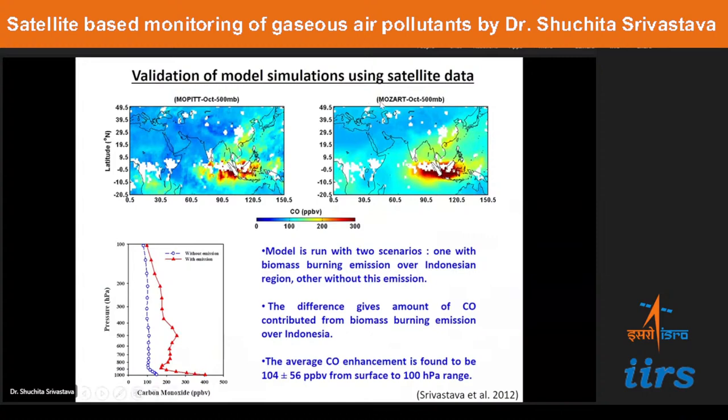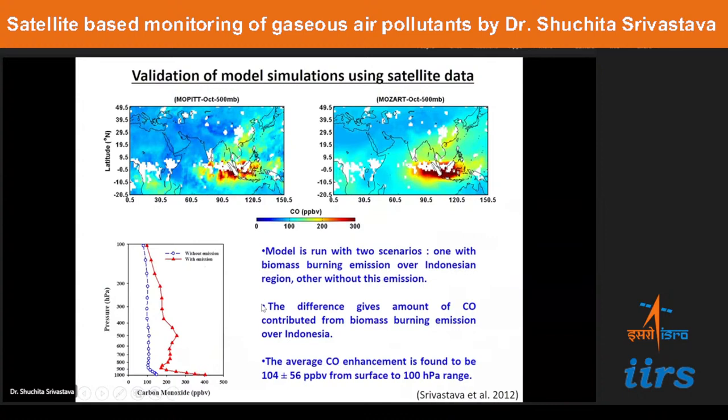Here you can see 2 plots. This is MOPITT observation at 500 millibar for that Indonesia event, and here it is the model simulated event. The model will not be able to simulate exact values, but it should be able to reproduce the observed features. If the model is able to reproduce the observed features, the model is considered reliable. And then the model can be used for understanding the pollution episodes.